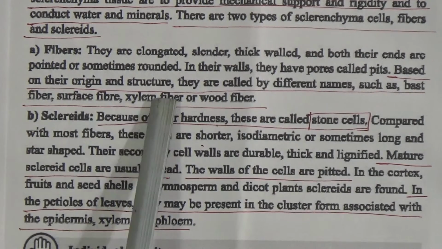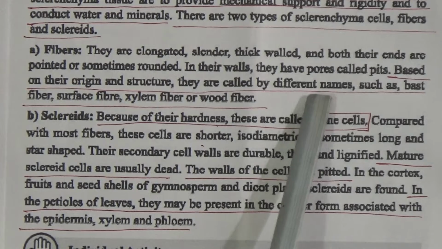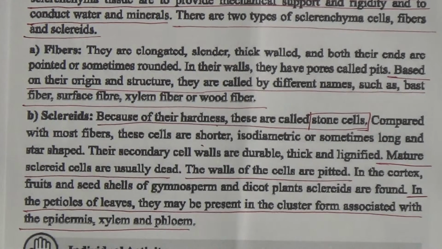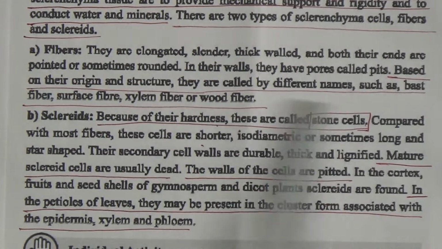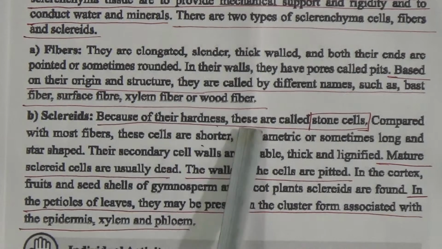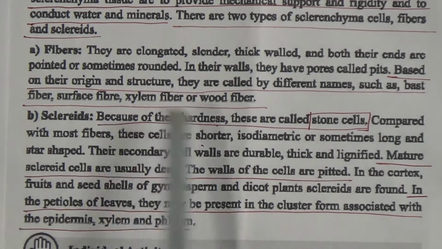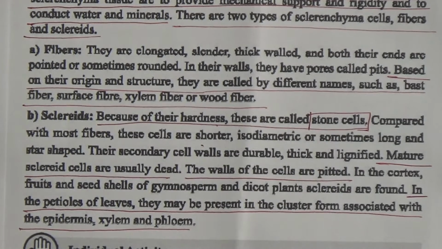Based on their origin and structure, they are called by different names such as bast fiber, surface fiber, xylem fiber, or wood fiber. Now, sclereids. Because of their hardness, they are called stone cells. These cells are very hard, that is why we call them stone cells. What is another name of the sclereid cell? Its other name is stone cell.